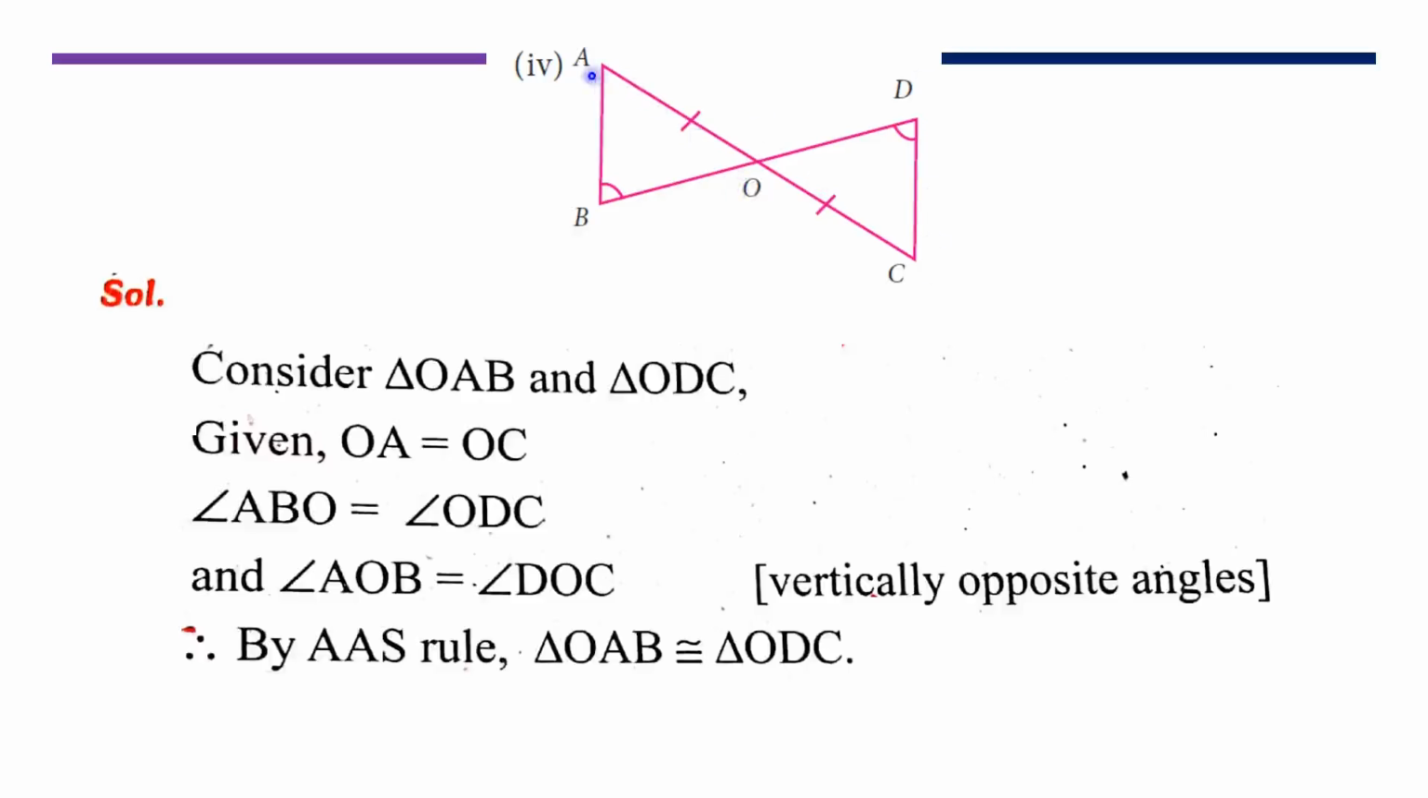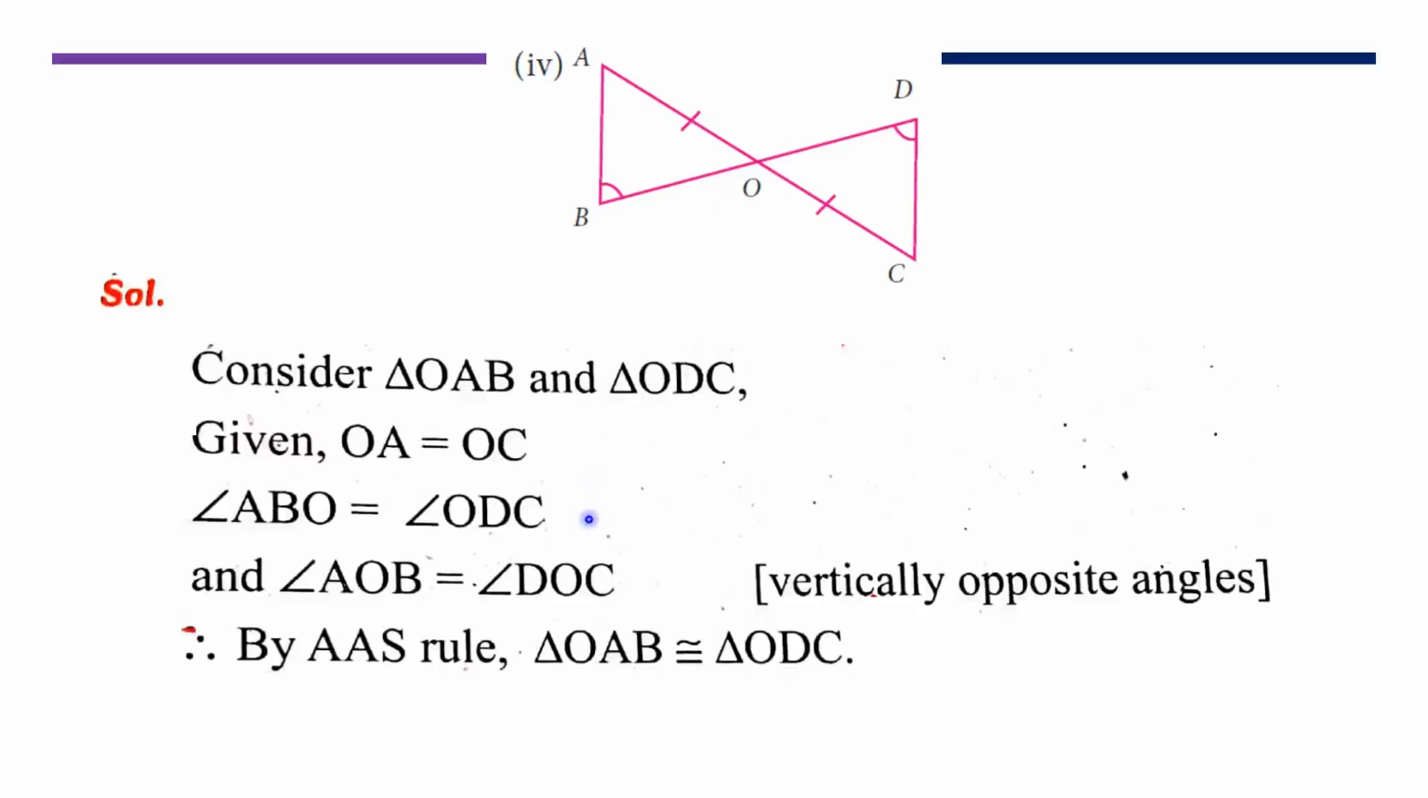Given, this OA side is equal to this OC side. Here they have drawn a line on this side and a line on this side, which means these two sides are equal. That is given here: OA side is equal to OC. Then angle ABO, that is the angle formed at the letter B, is equal to, the angle given here, angle ODC. Writing it as CDO is also correct. These two angles are also given as equal.